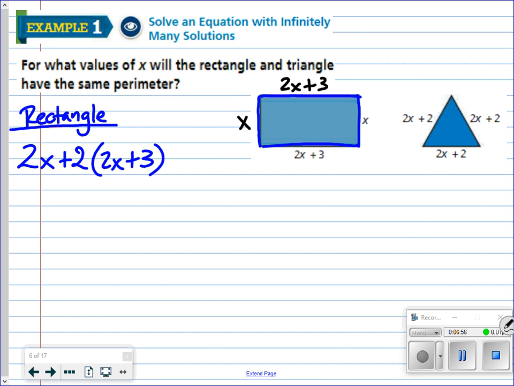So let's look at the triangle. Who can give me an expression to represent the perimeter of the triangle? Go ahead, Brooke, sorry. Good. You could have also done 2x plus 2, plus 2x plus 2, plus 2x plus 2, but that's a lot more writing, right, when we know that we're going to multiply by 3 because there's those 3 sides. They're all the same. Good.